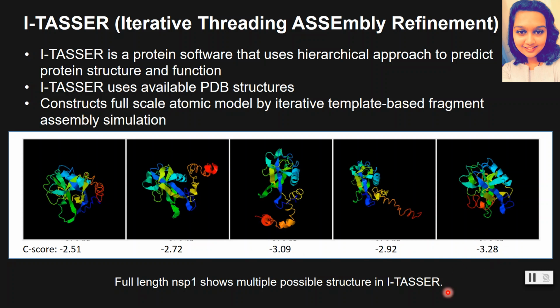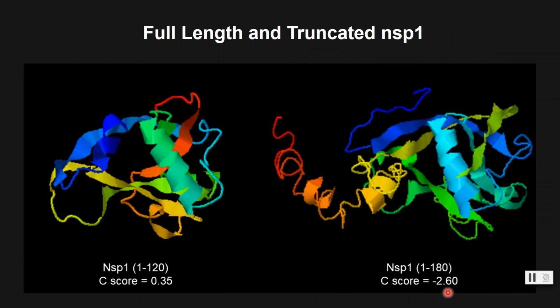So next, what we did is we used a truncated version of NSP1, which is the first 120 amino acids long, and this is the part which is more structurally defined. So using those 120 amino acids of NSP1, this is the structure that was created by I-TASSER compared to the full-length protein. And as you can see, the confidence score improves significantly.